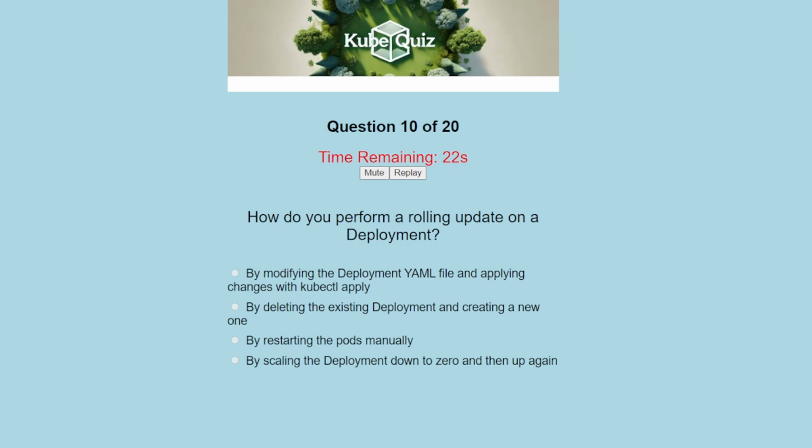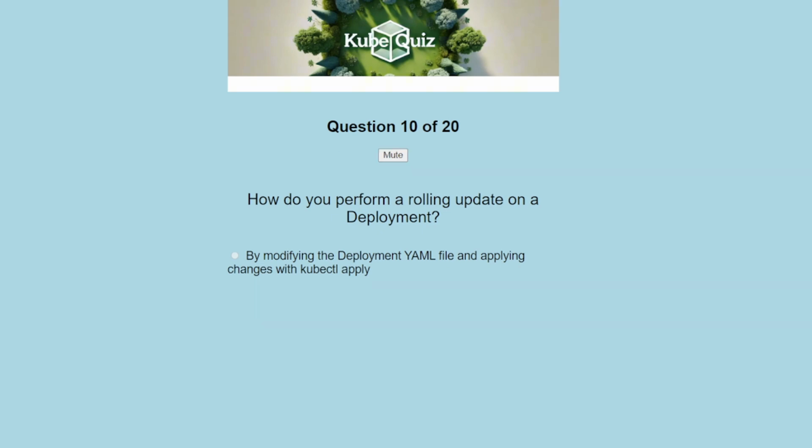How do you perform a rolling update on a deployment? By modifying the deployment YAML file and applying changes with kubectl apply. By deleting the existing deployment and creating a new one. By restarting the pods manually. By scaling the deployment down to 0 and then up again. The correct answer is, by modifying the deployment YAML file and applying changes with kubectl apply.